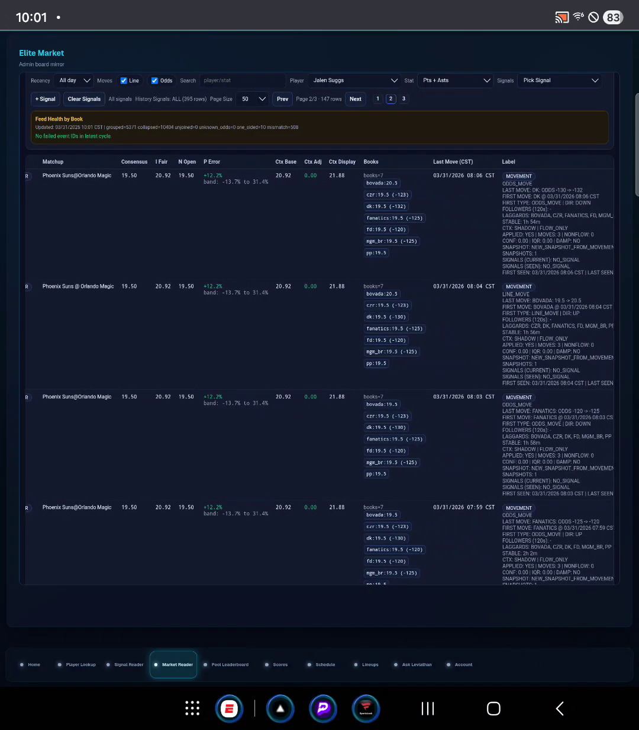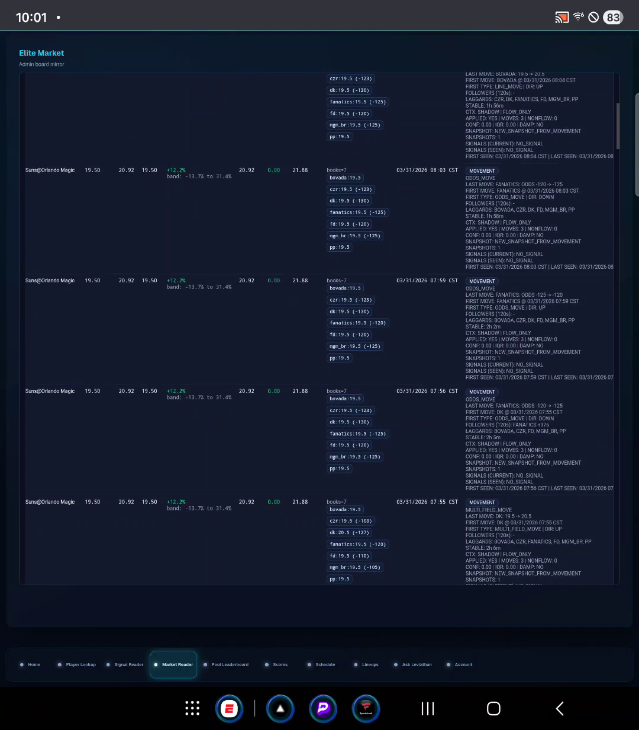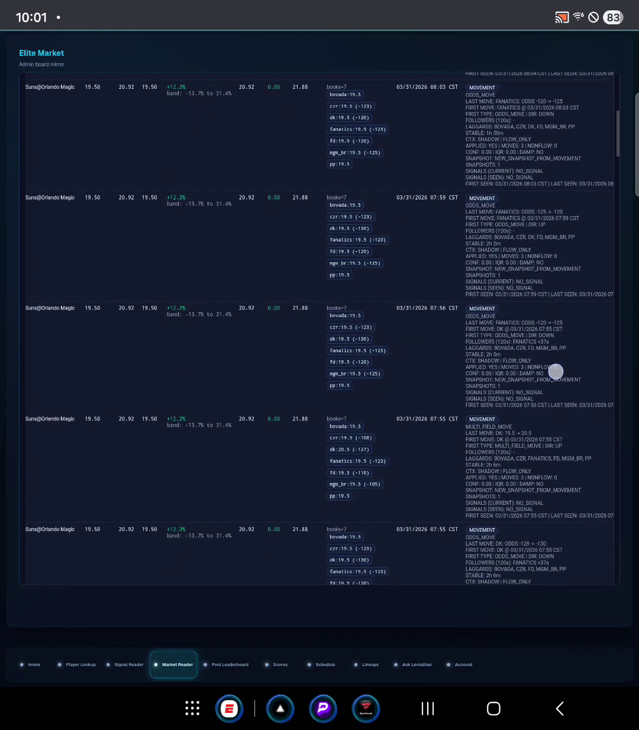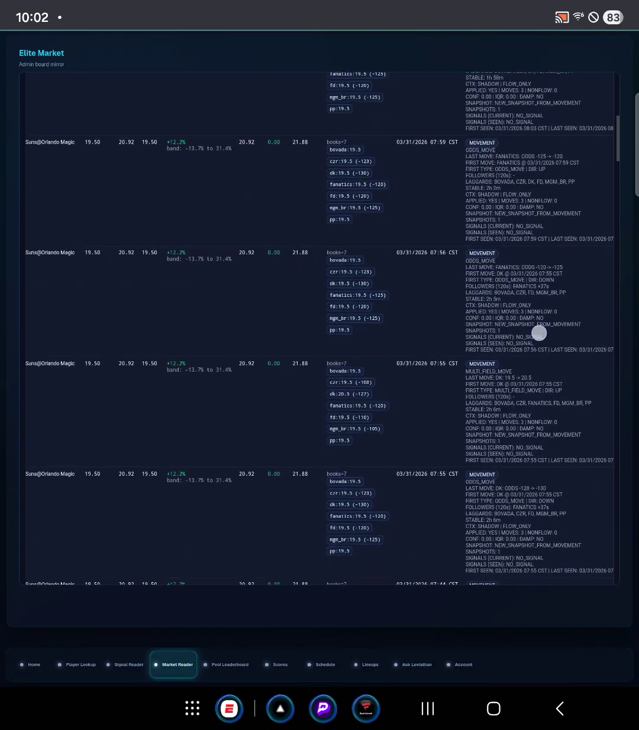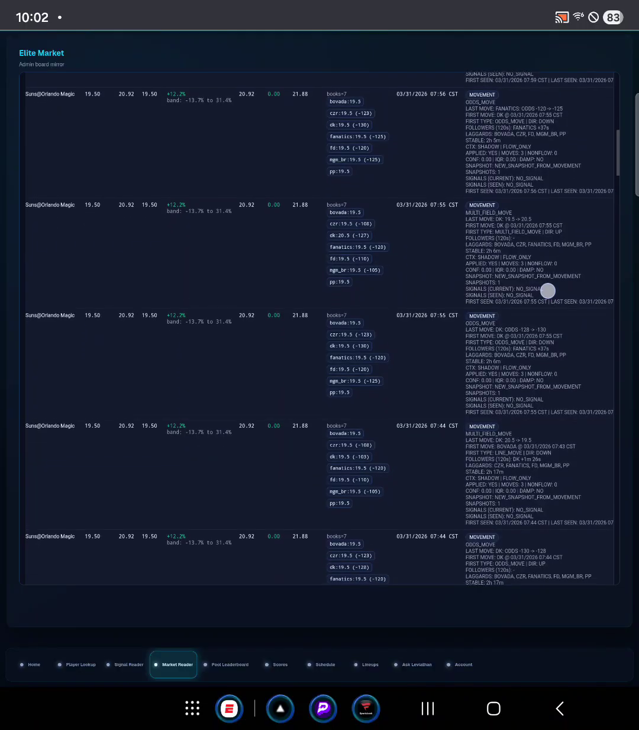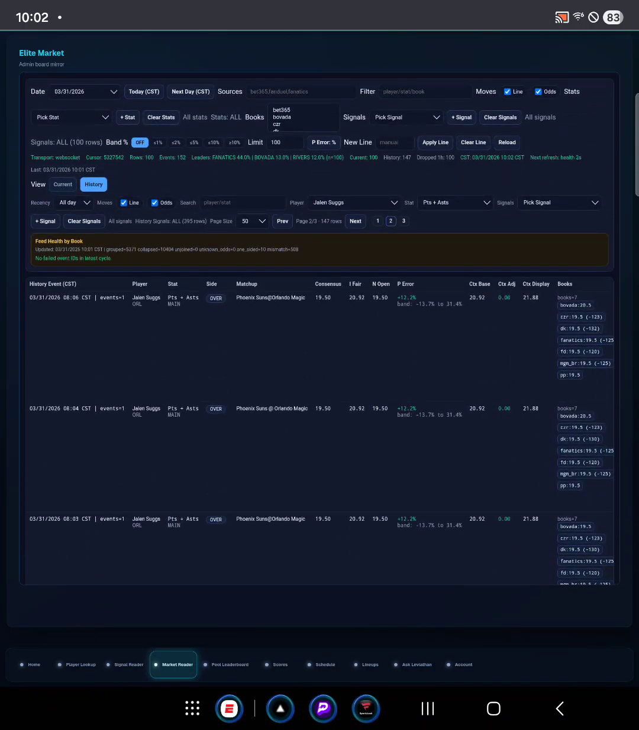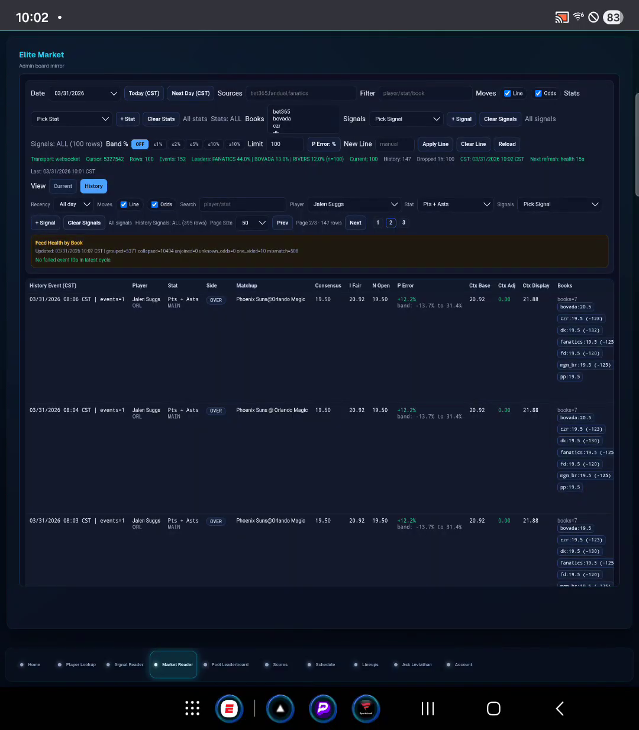and that's probably the best way to get the best benefit of the market reader, because you want to see big gaps in the line changes. If you see a big gap in a small amount of time, then you know that it was actually sharp money that moved it instead of public money. So yeah, these are the tools for market reader. If you have any questions, just send me a message. But this is a tool that you need to have in your back pocket.